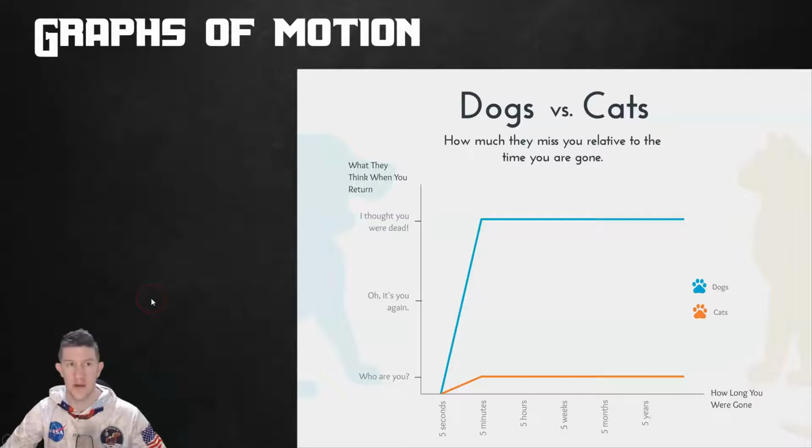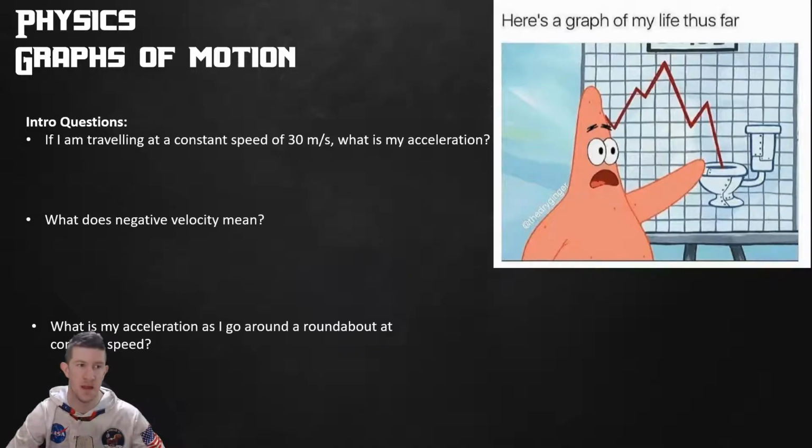In this video, we're looking at graphing motion. So we're going to talk about a whole range of ways that we can represent moving objects and how we can interpret data from those graphs. So an intro question just before we get started.